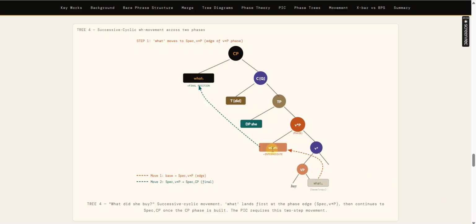This is the clear example. First, what is originated here inside VP, then it moves to here: she what buy. Then it moves from here to its final position, that is Spec CP position. Did what did she buy?